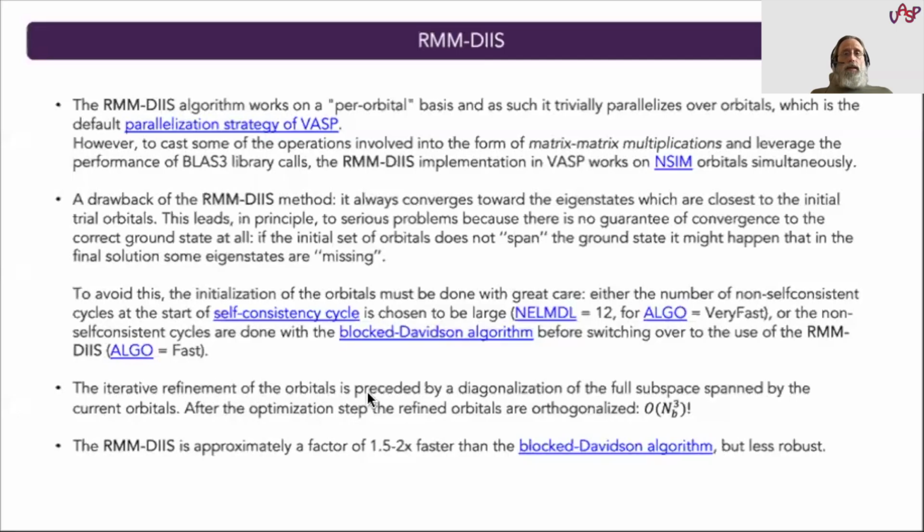So iterative refinement of the orbitals is preceded by the diagonalization of the full subspace. And after an optimization step, the refined orbitals are orthogonalized. So again, we have these order n to the power 3 operations in the full subspace, like in the Davidson. RMM-DIIS is approximately 1.5 times faster than the Bloch-Davidson, but less robust due to these problems with setting up good starting functions.